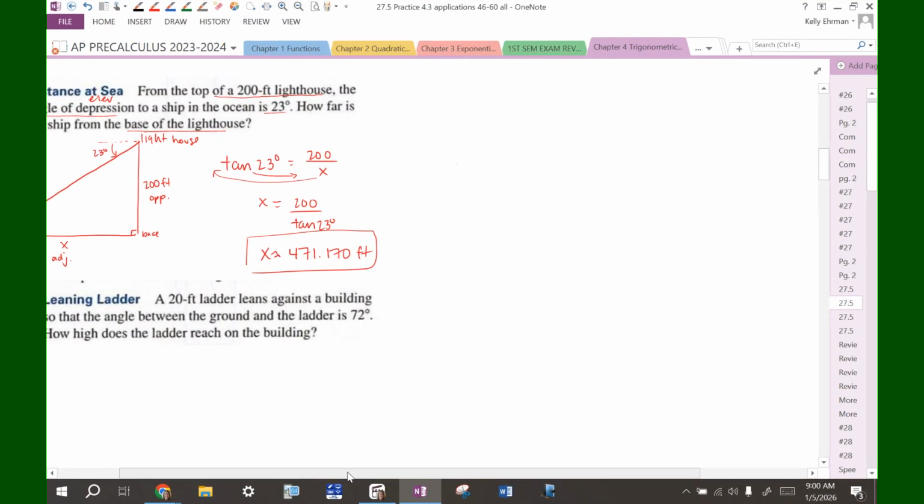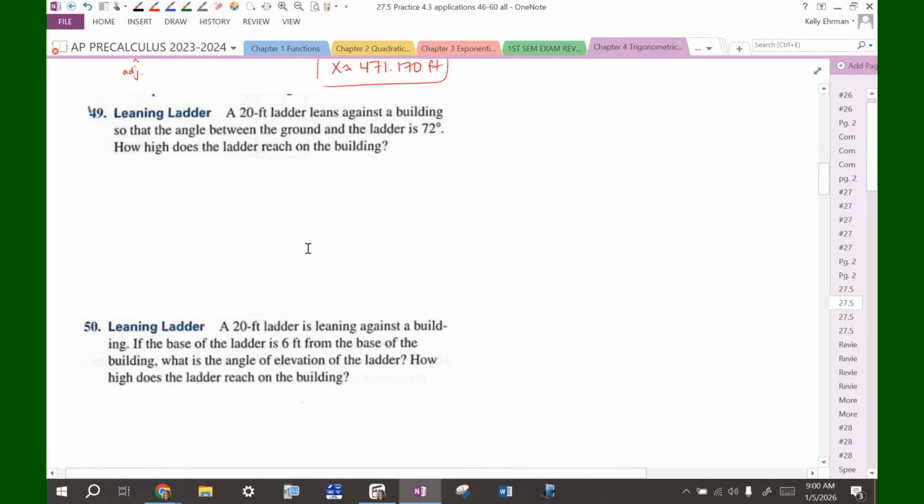All right. For the next question, classic ladder problem. We see these all the time in trig. A 20-foot ladder leans against a building so that the angle between the ground and the ladder is 72 degrees. How high does the ladder reach on the building? Where do I start? With a right triangle. Now this is the building. How high does the ladder reach? So how high is this point? Let's call that y. I like doing vertical distances or y and horizontal or x.